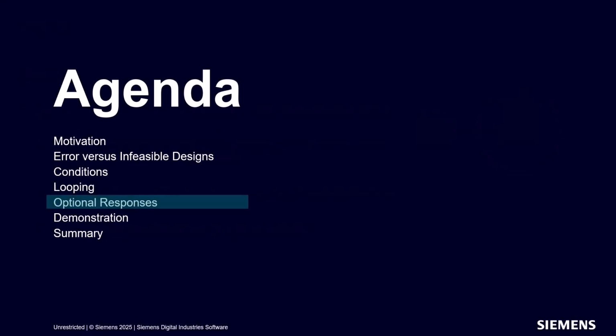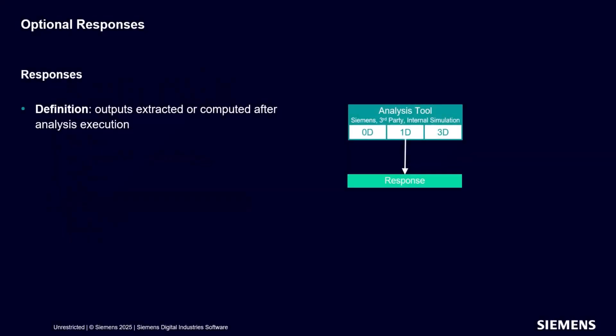Partial results get managed with a feature called optional responses. Before looking at optional responses, let's begin by focusing on responses themselves. Responses are defined as output extracted after analysis execution from a simulation tool via tagging, or computed via the HEADS formula editor.